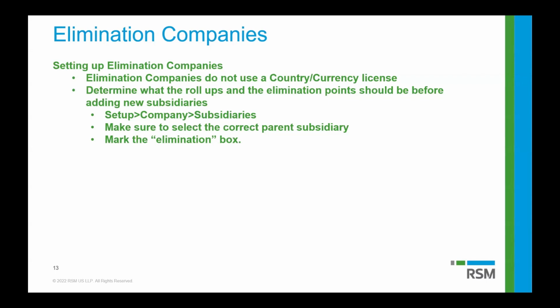When you set up the company, you go in, set up company subsidiary, select the correct parent subsidiary, and mark the elimination box. Once you set up an elimination entity, you cannot change that parent subsidiary. So make sure you get it right the first time.